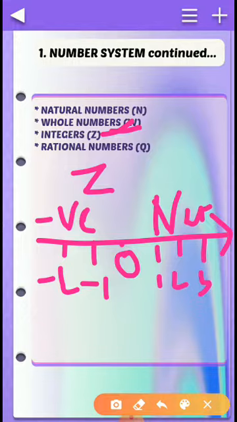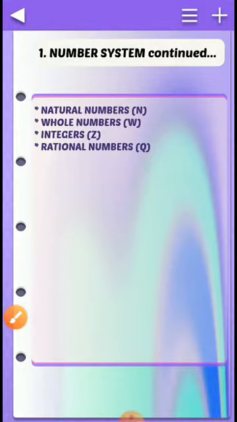So every whole number is an integer, yes, because 0 is included in the integer set, but not every integer is a natural number or a whole number. You can give an example: -2 is an integer, but it is not a whole number and it is not a natural number.